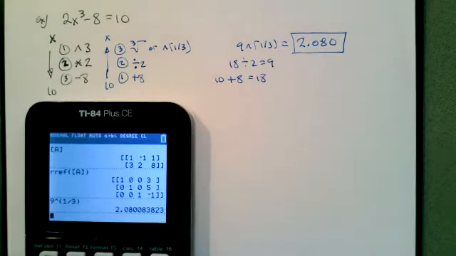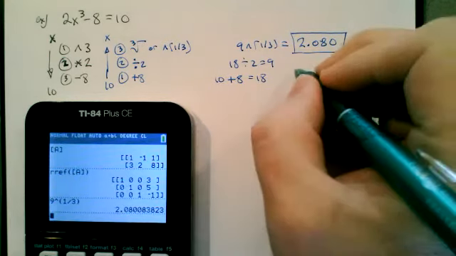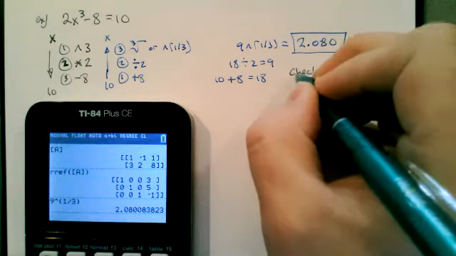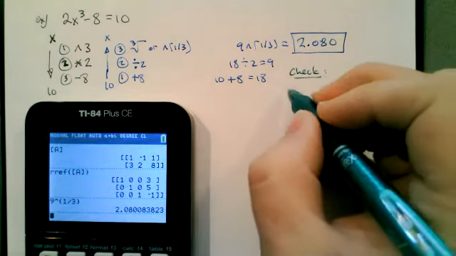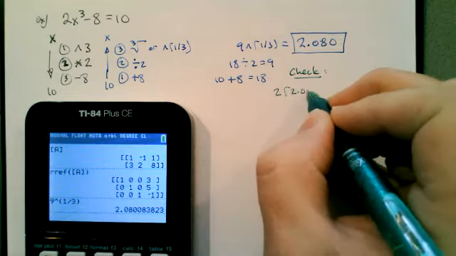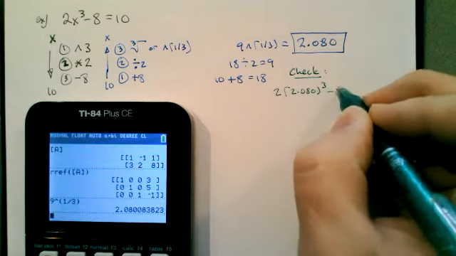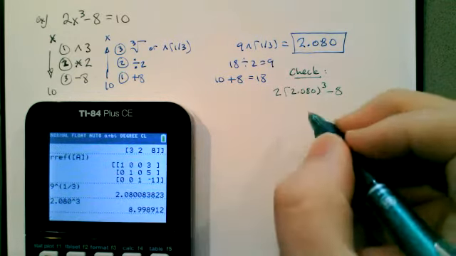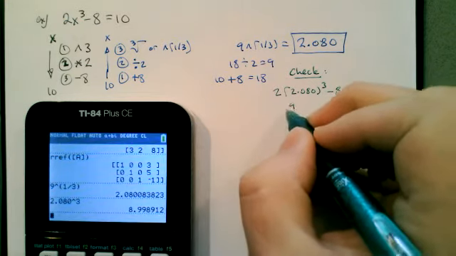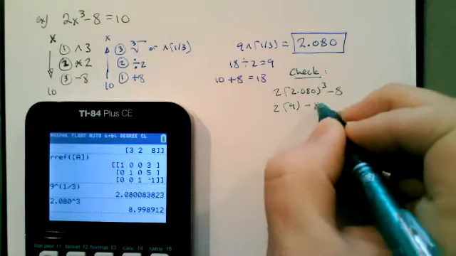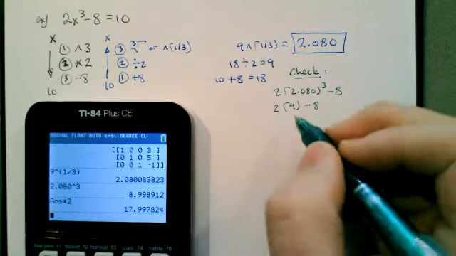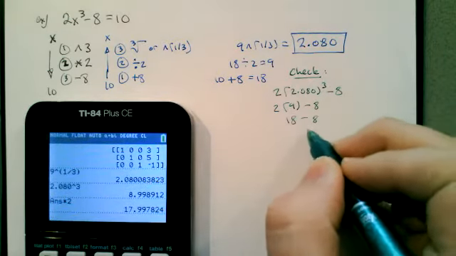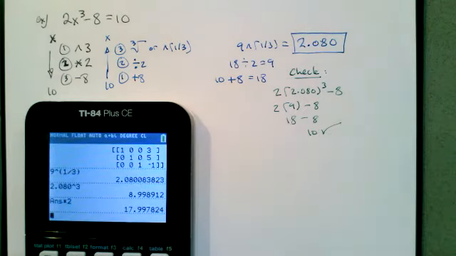And since this is an equation, we can just check what our answer is going to be. So we can check. I'll take 2 times 2.080 to the third power minus 8. 2.080 to the third power is 9. 9 times 2 is 18. 18 minus 8 is 10. Everything checks out.